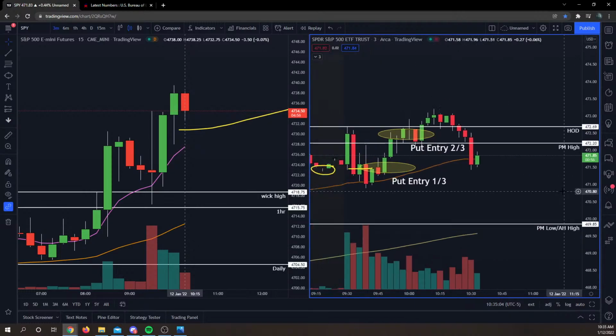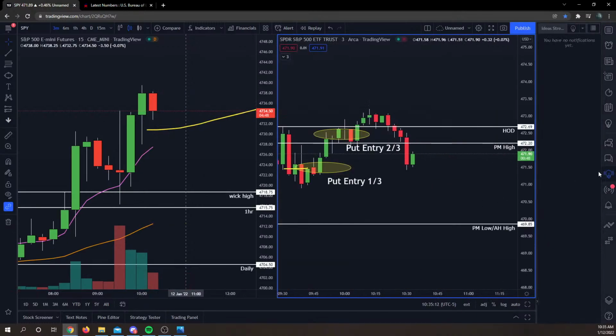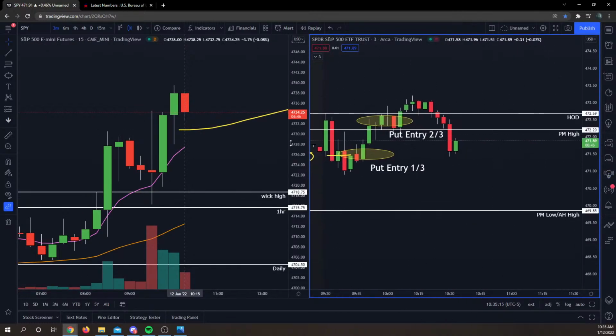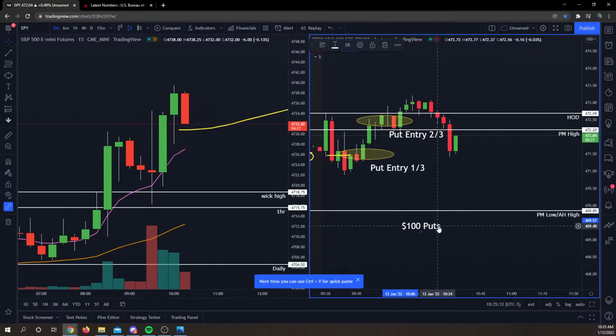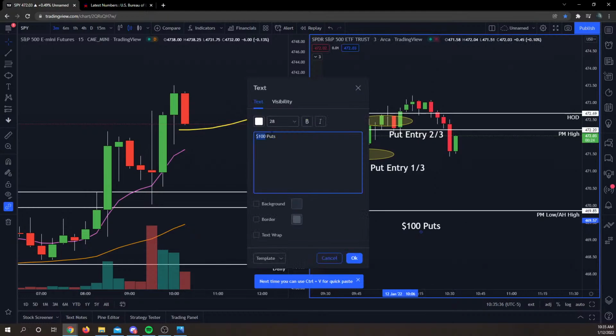So I'll break down a little text chart. I'm going to turn my moving averages off because I don't want this to get too busy for you guys. I'll turn volume off as well over here. So what have we done over here? So let me grab the text and we'll say that our put entry, or puts, we're wanting to put $100 in. Or we'll say that, actually, realistically, we'd say that this was about $400.